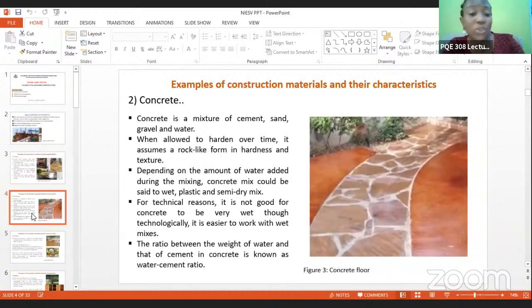And of course, we know what we use our concrete for. For example, in figure 3, we see a concrete floor. We know what a concrete floor is, so I think that is not a problem.